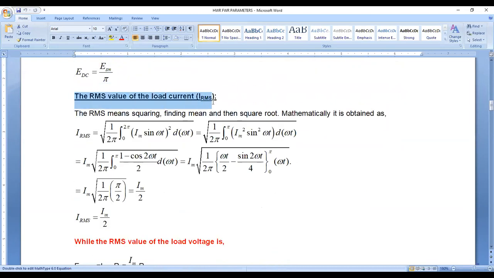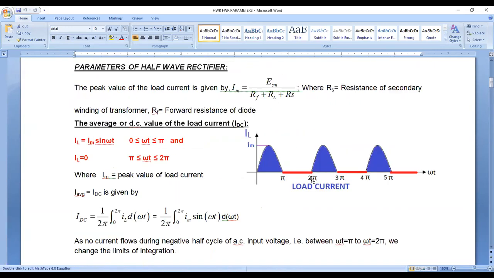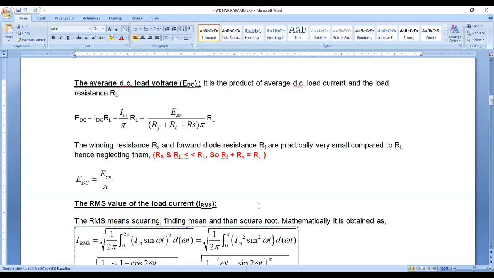Now see the RMS value. It is root mean square value. Now here, this is root of 1 by 2 pi into integral from 0 to 2 pi of Im sin omega t whole square into d omega t. Whereas again divide this part into two parts, 0 to pi as well as pi to 2 pi. No need to write pi to 2 pi. Why? Because in this waveform pi to 2 pi is 0. Only 0 to pi is there.